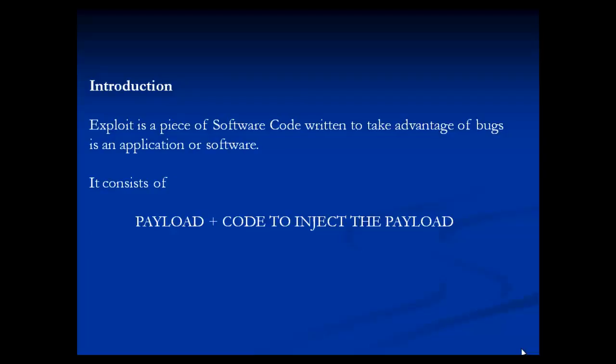An exploit is a piece of software that takes advantage of a bug in an application or software. Let us say we have a buffer overflow vulnerability. Now we'll write a simple piece of code to take advantage of that buffer overflow vulnerability, and this is called an exploit. This exploit consists of two things. One is the payload, and the other is code to inject the payload into the vulnerable application.